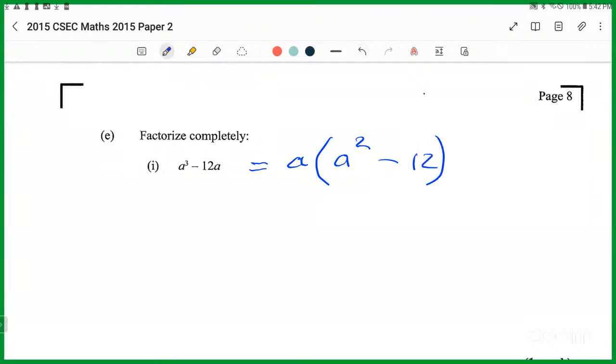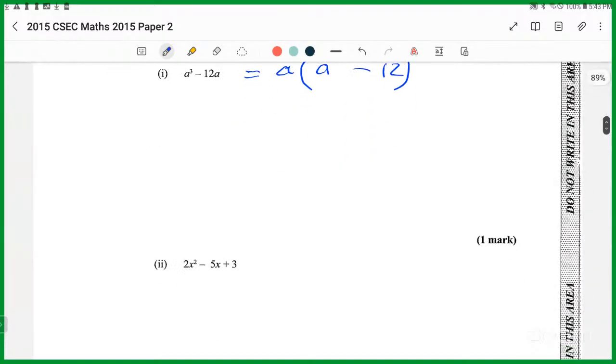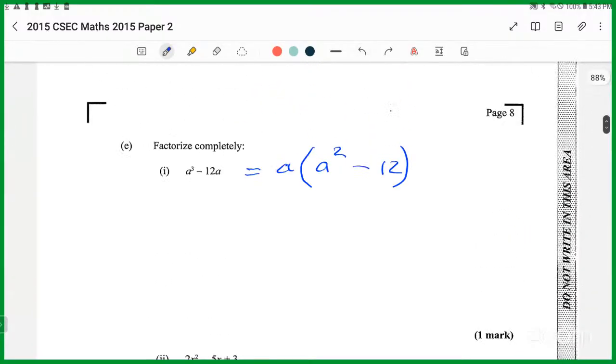Now, I think if you leave the answer right there, CSEC will give you your marks. I think if you leave it like that, you get your marks. How much marks for it? 1 mark. So I think if you leave it like that, they give you the marks.